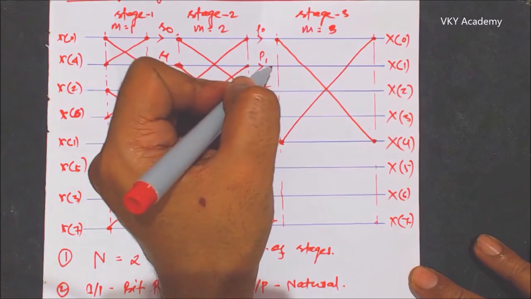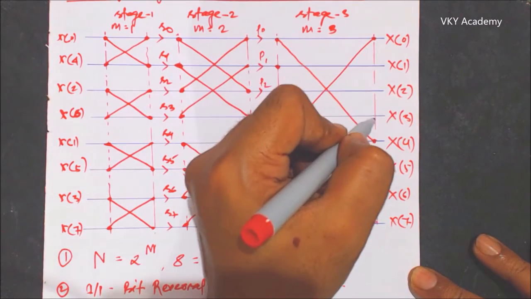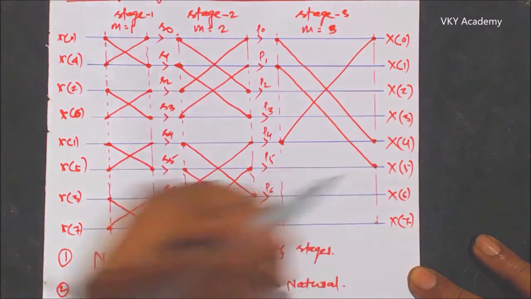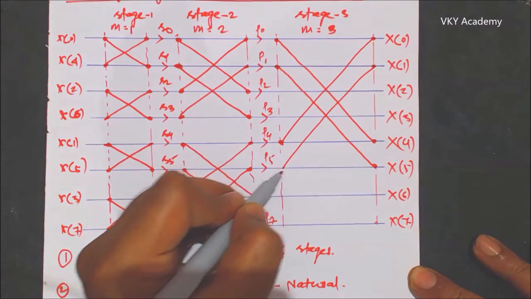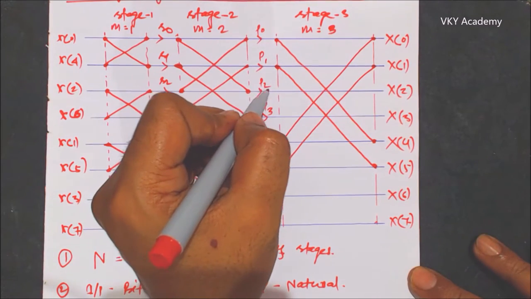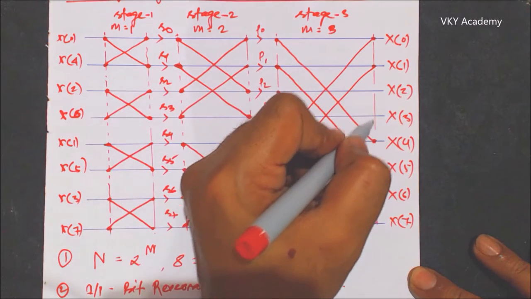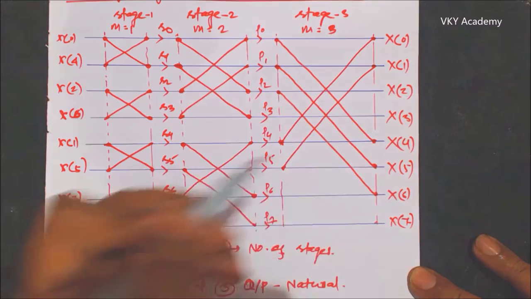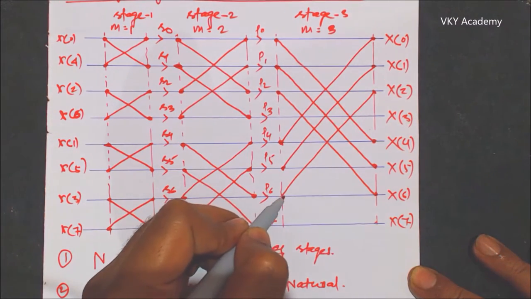Next unengaged input is P1, so start from here, leave 4 points, 1, 2, 3, 4, join here with the help of a straight line. Similarly, join this point with this point. Next unengaged input is P2, start from here, leave 4 points, 1, 2, 3, 4, join here with the help of a straight line. Similarly, join capital X2 to P6.